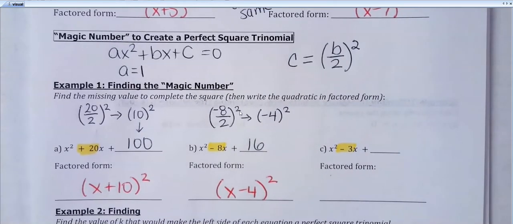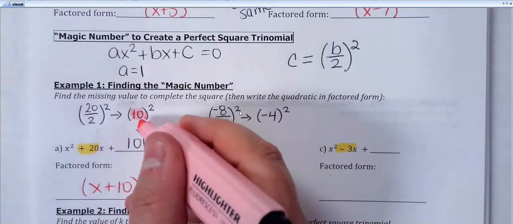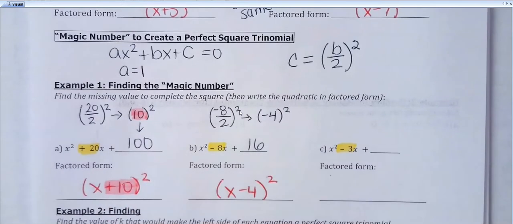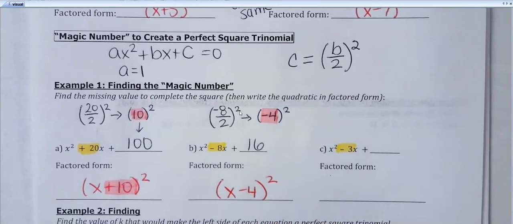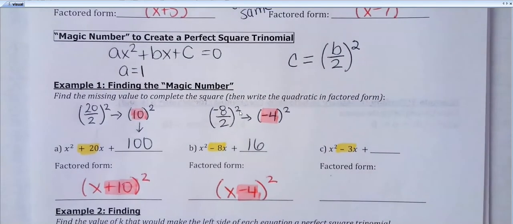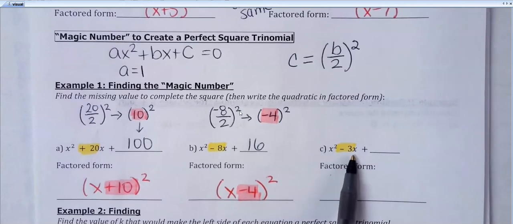All right, and I'm going to make this connection just on this question real quick. So if you guys look here, whatever you squared, like here I squared 10, that is what's in the factor with the x. Here we squared -4, that's what's in the factor with the x. Okay, now when I do the next question, that might make a little bit more sense why I'm pointing that out to you.